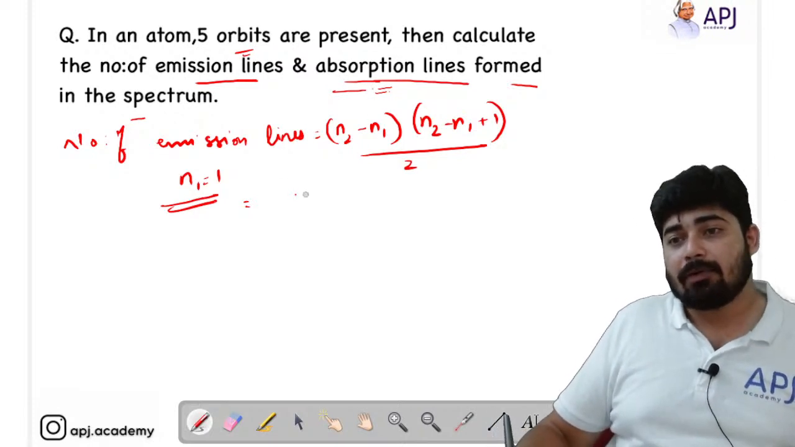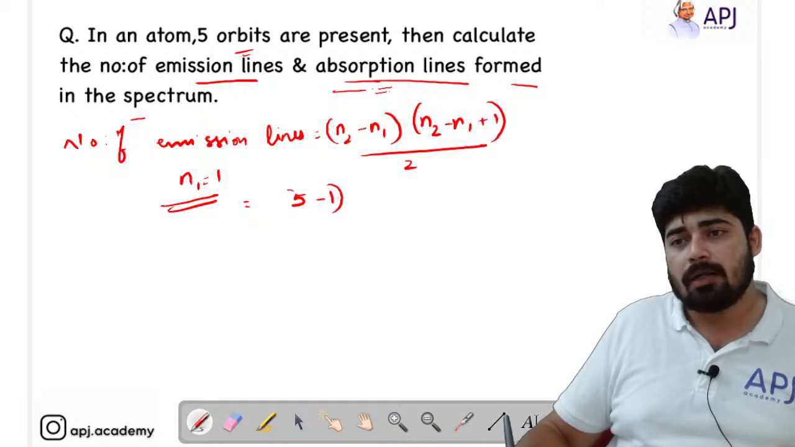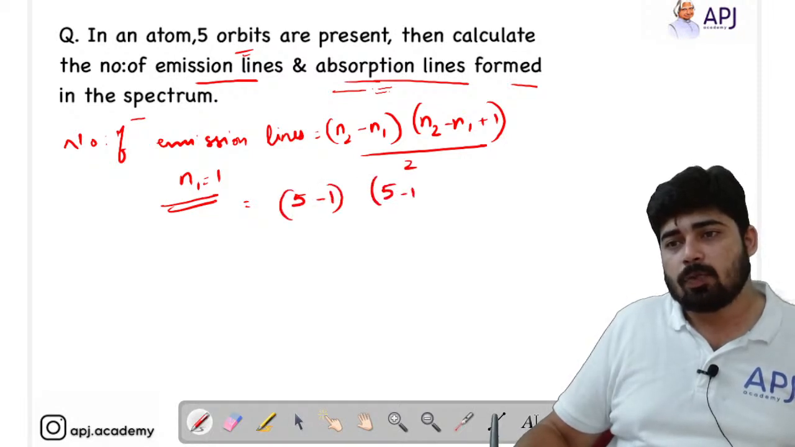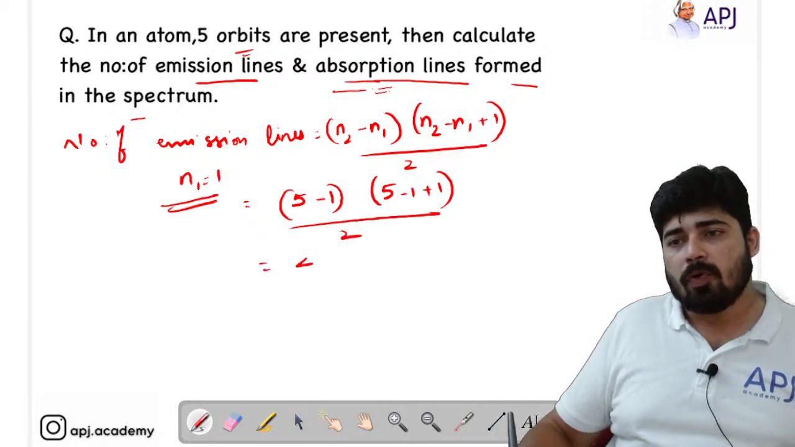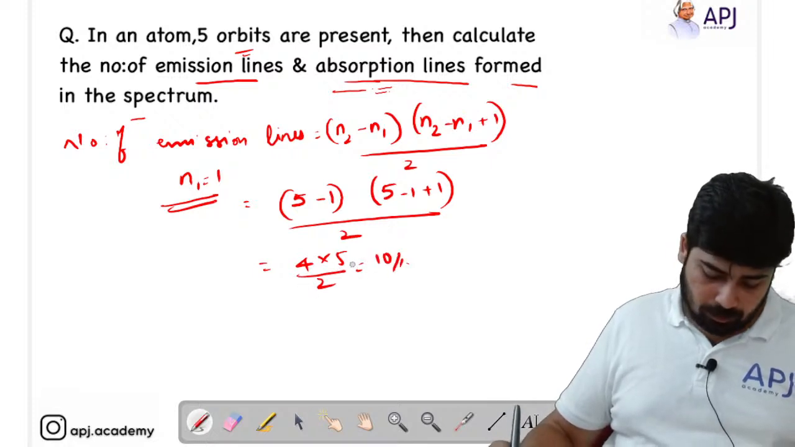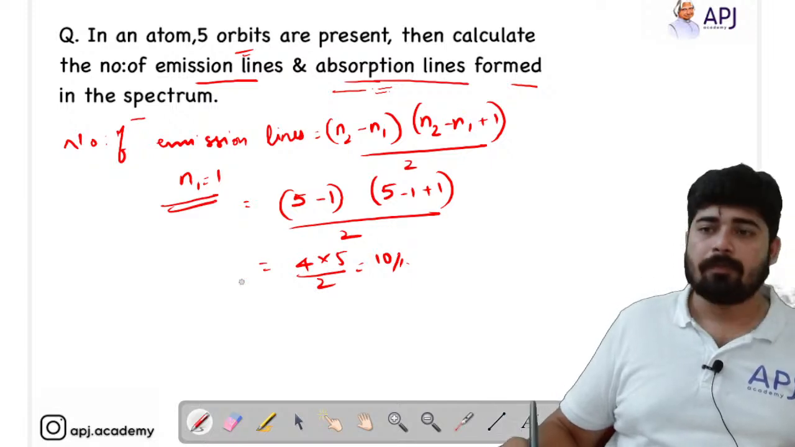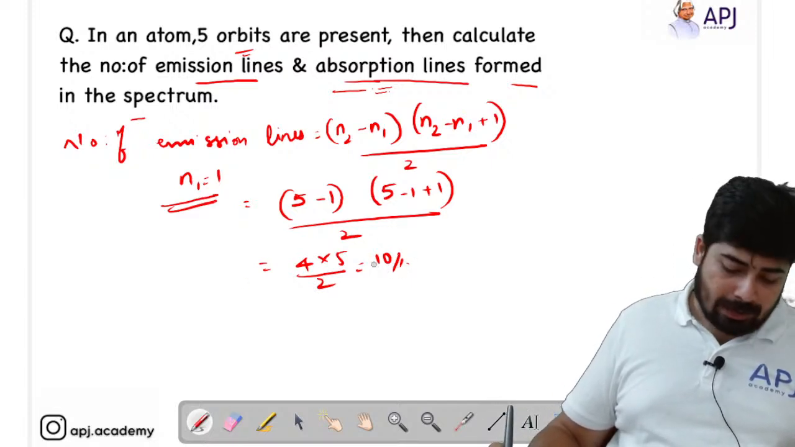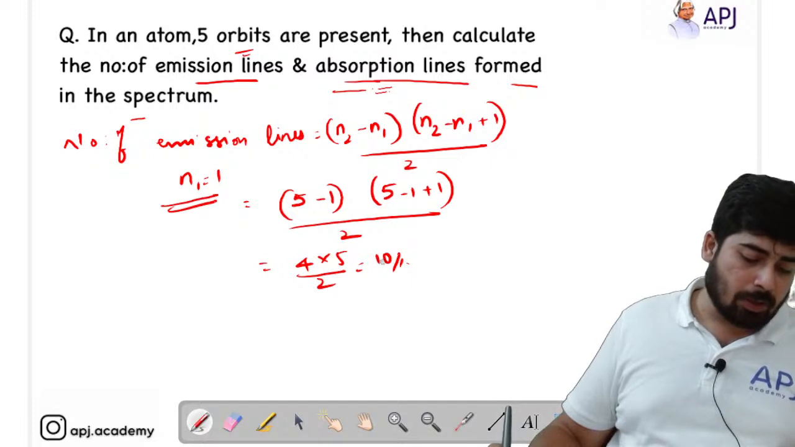So, N2 minus N1, N2 is 5, so 5 minus 1, 5 minus 1 plus 1, divided by 2. So, 4 into 5 by 2, that is 20 by 2, equal to 10. Yes, crystal clear, very good. Okay, now we got the number of emission lines equal to 10.